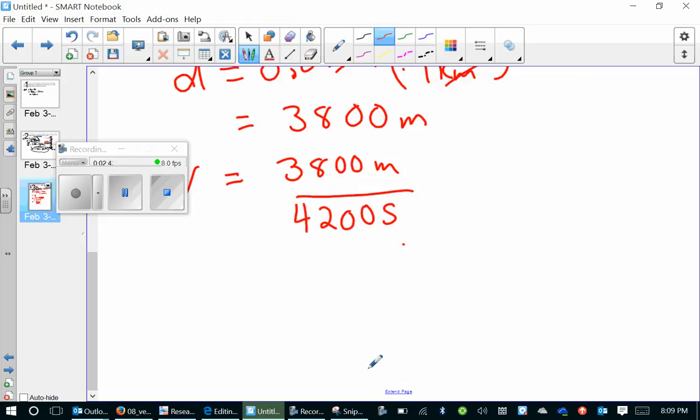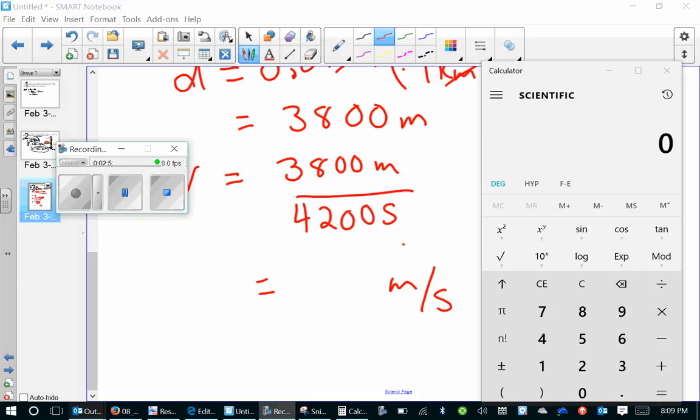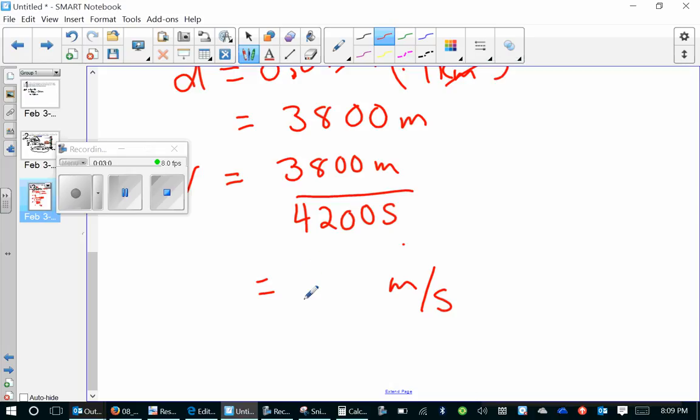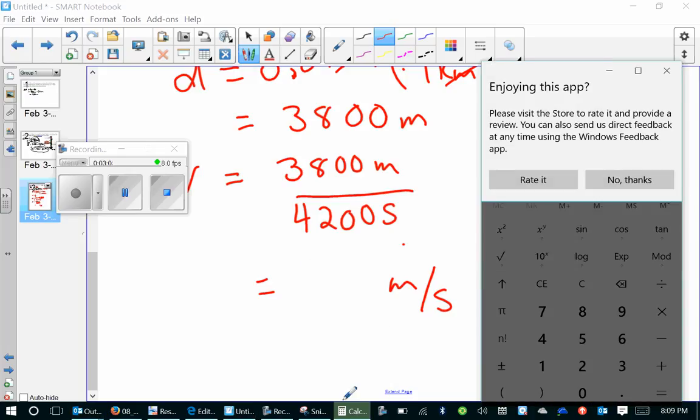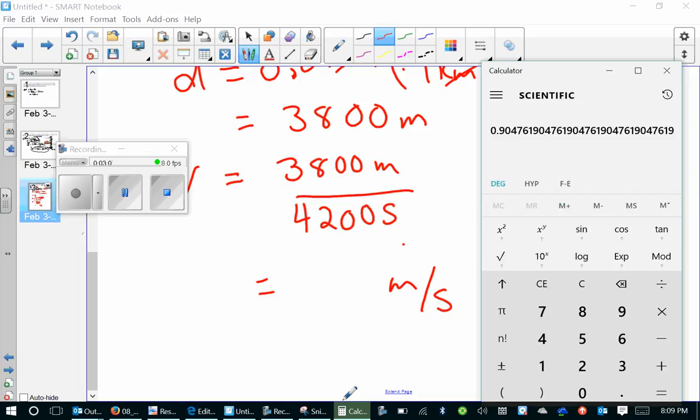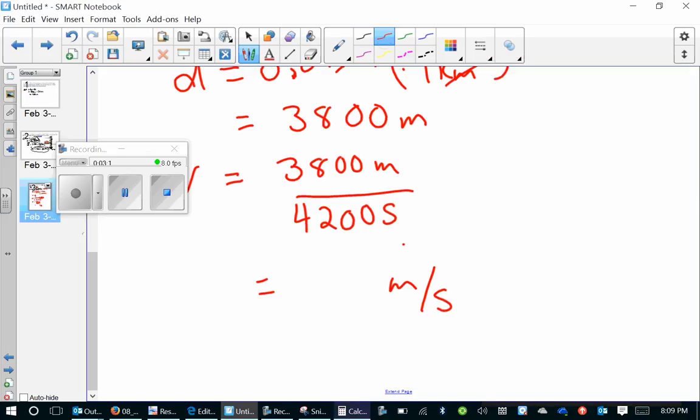My unit is meters per second. That seems to make sense. It looks like I'm going to have 2 sig figs, so my final answer can have 2 sig figs. Grabbing out a calculator, divided by, looks like I have 0.90. That would be 2 sig figs.